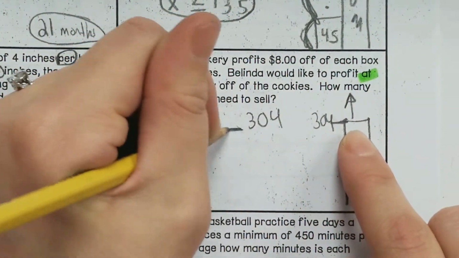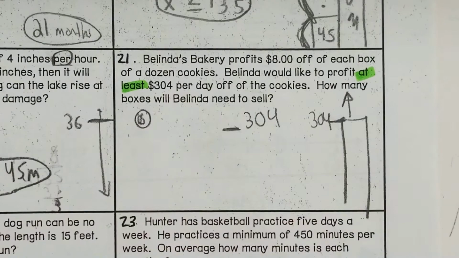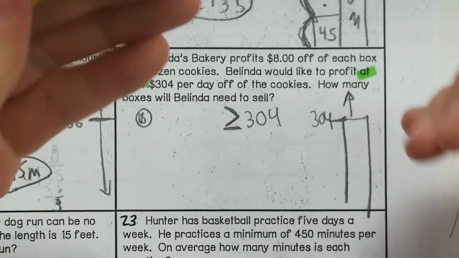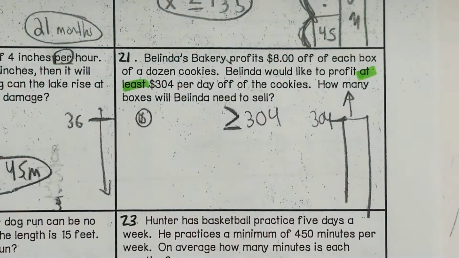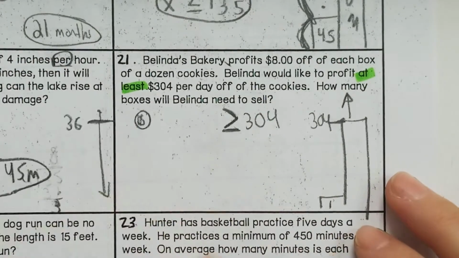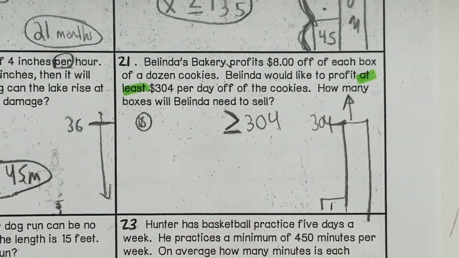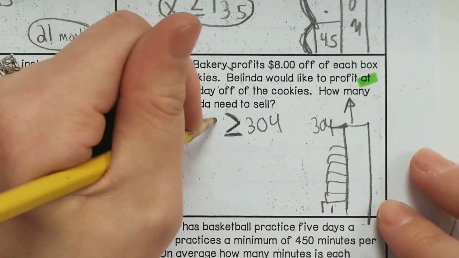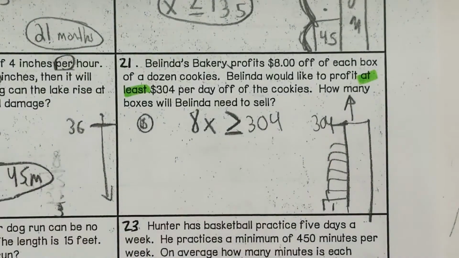So we know 304 is okay. Anything more than that is okay. We just don't want to go less than 304. I know that one box is $8, and so I need to sell a bunch of $8 boxes. So I know that it's going to multiply up. That's how I got 8 times x is greater than or equal to 304.